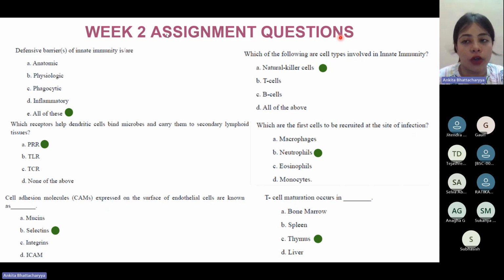So the cell type involved in innate immunity in this case would be natural killer cells, because B cells and T cells are obviously a part of adaptive immunity. So option A is the correct answer.